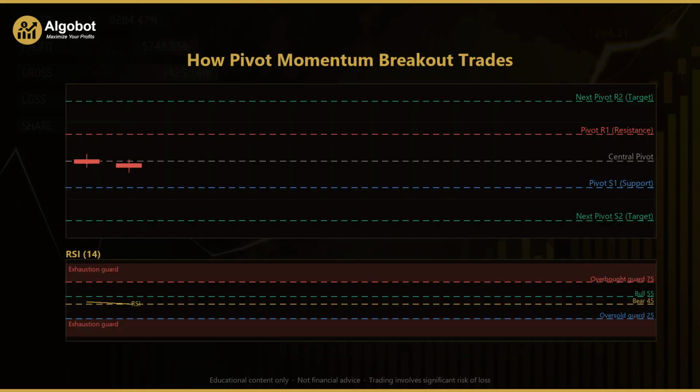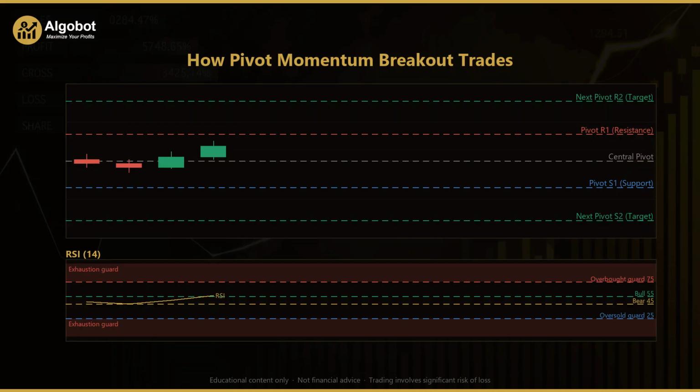Let's bring this to life on the chart. On screen you can see our candles, the horizontal pivot ladder drawn across them, and the RSI panel underneath. The dashed lines from top to bottom are the next pivot up, the R1 resistance, the central pivot, the S1 support, and the next pivot down. Watch how price interacts with that ladder. We begin in the middle of the range, drifting around the central pivot. The first two candles ease lower. RSI is muted in the high 40s, and there's nothing to act on.